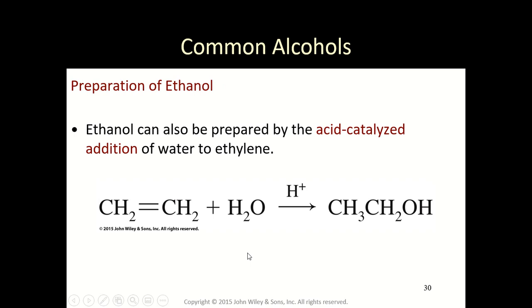How do we prepare ethanol? Ethanol can be prepared by the acid-catalyzed addition of water to ethylene. We would just call the new school name ethene, but here we have an ethene molecule plus water in the presence of hydrogen. What happens is we attack the double bond, and an OH goes on one end and a hydrogen goes on the other, which produces ethanol.